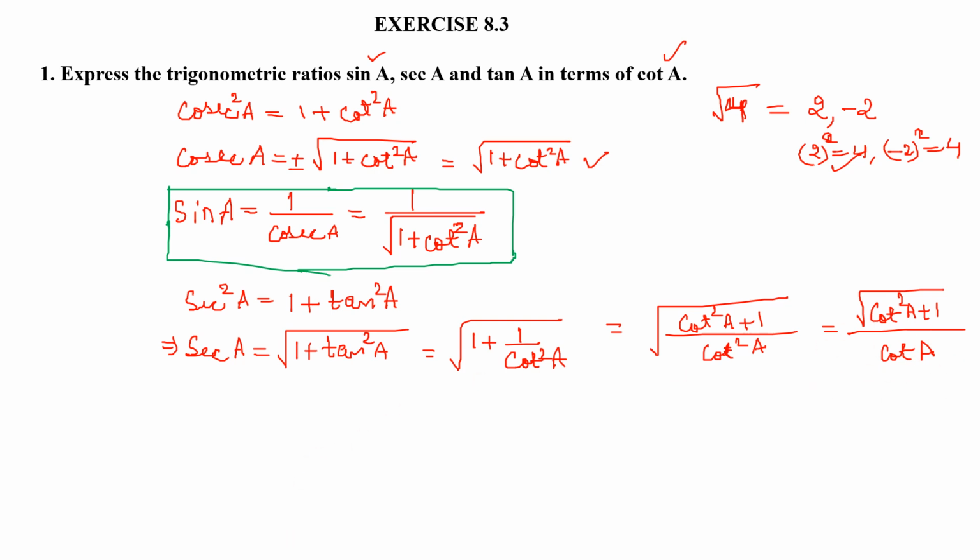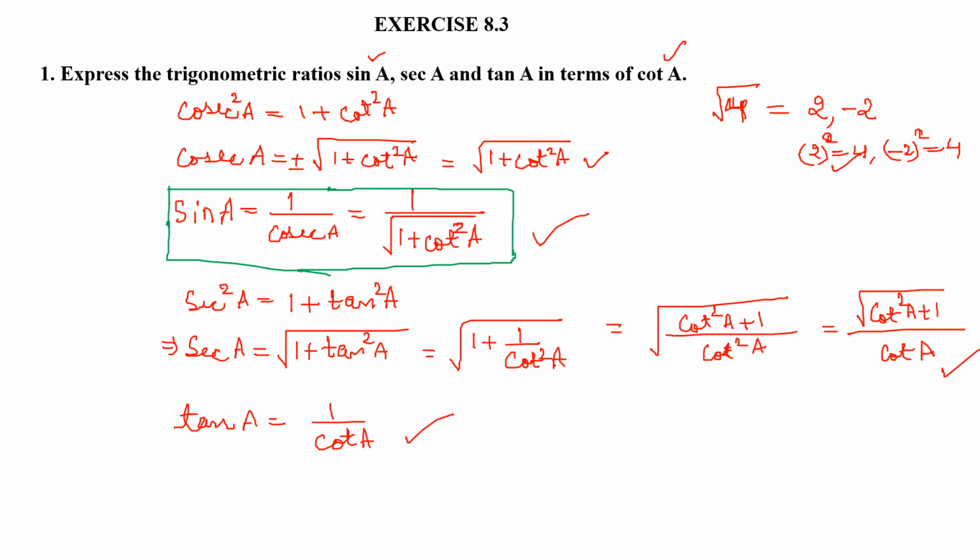Now the last one is tan A, which I have to write in terms of cot A. So this is so simple. Tan A and cot A are reciprocals of each other. So I can write tan A equal to 1 by cot A directly. So these are your trigonometric ratios of sin A, sec A and tan A in terms of cot A. Sin A I have converted over here, sec A over here, and tan A over here. So this is your question number 1.